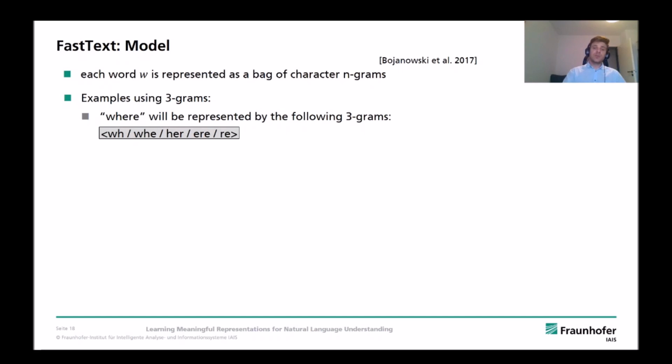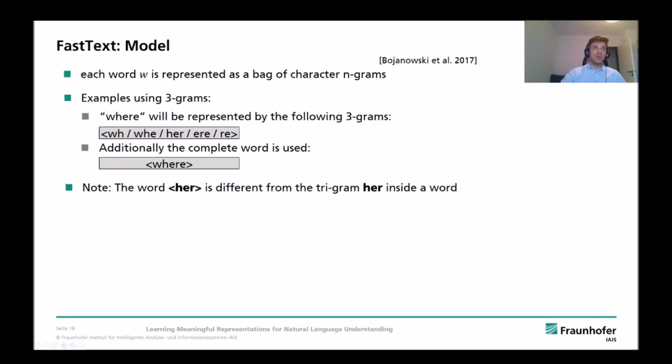But we're also going to add starting and stopping symbols for every word, so that we know where a word begins and where a word ends. And why is this important? Because we want to have a different representation for the word "her" than for the trigram "her", right? Because this is a part of another word, and here this is a complete word. And in addition to using these character n-grams, if possible, we will also use a complete representation of a word.